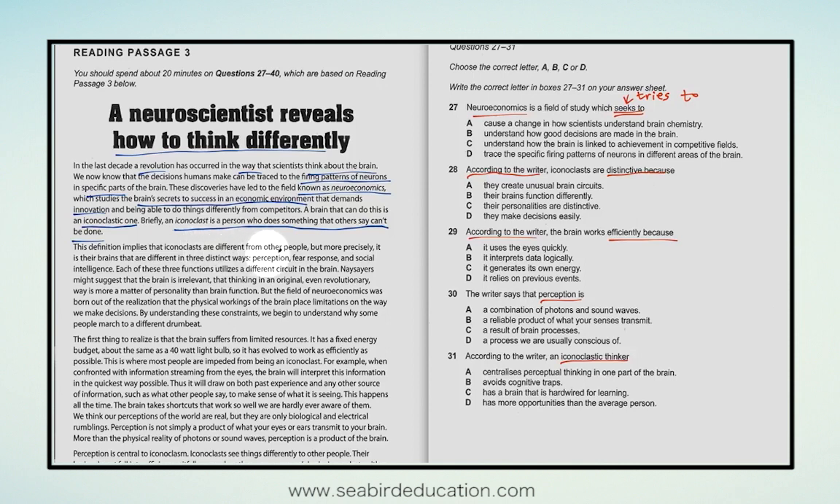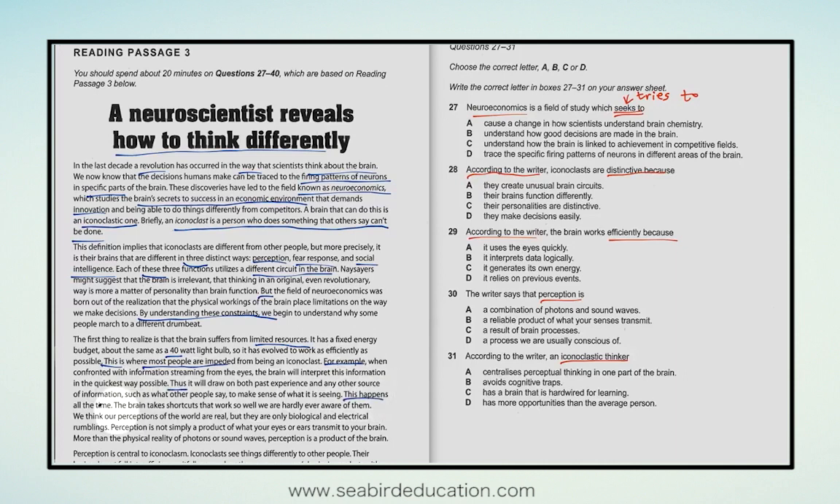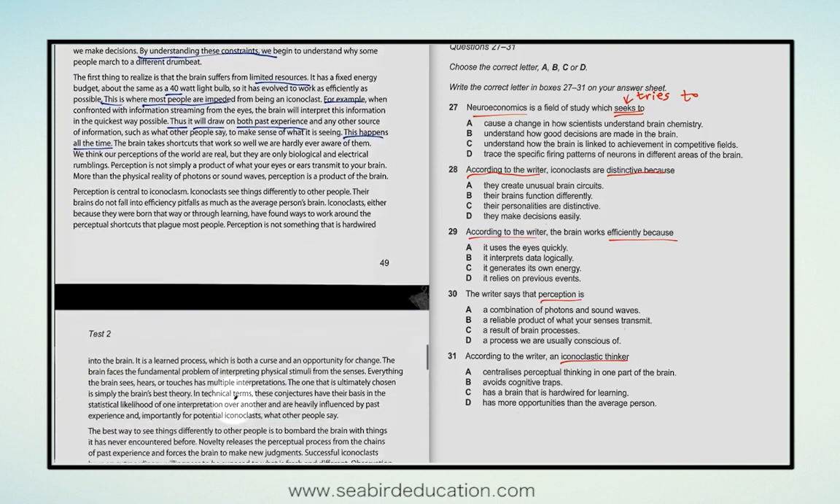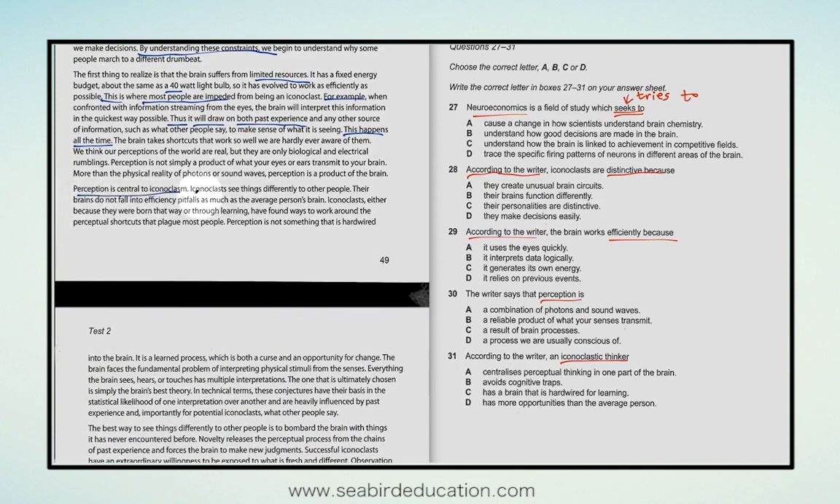This is different from other people. The brain is different in three distinct ways: perception, fear response, social intelligence. Each of these is a different circuit in the brain. Okay, but by understanding these constraints, we... Okay. The first thing to realize is that the brain suffers from limited resources. Okay, so this is with repeated poor example. This happens all at the same time. We think perception. Perception is central to seeing things differently to other people.